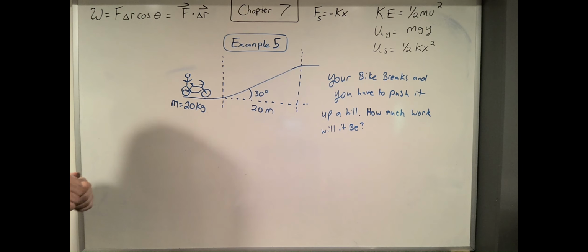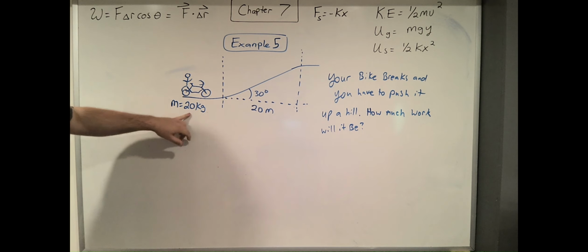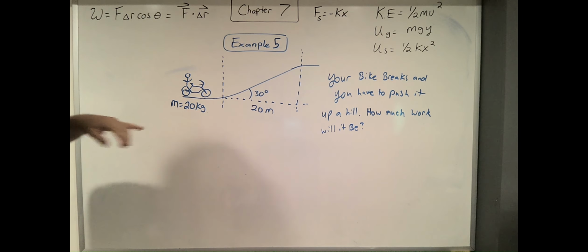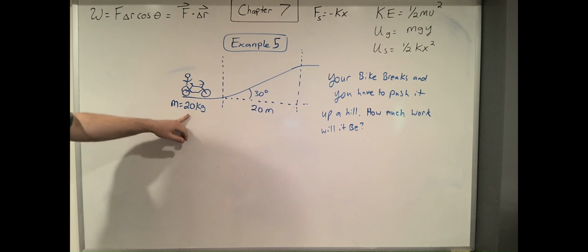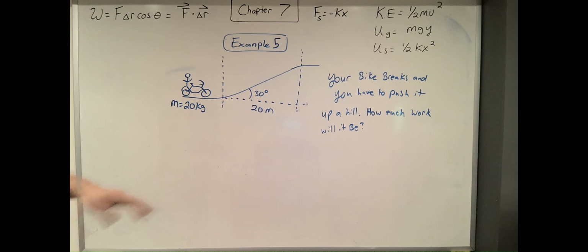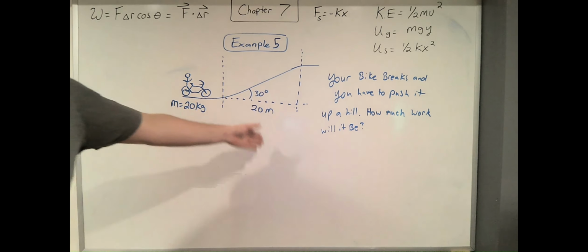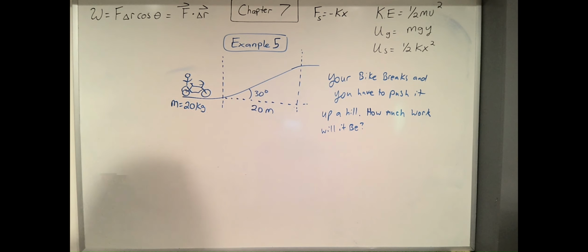How much work will be done? How much work will it be to push your bike up this 30-degree hill? A bike weighs 30 kilograms. Sorry, bike weighs 20 kilograms. It's a 20-meter long hill at a 30-degree incline. So we want to know how much work needs to be done.